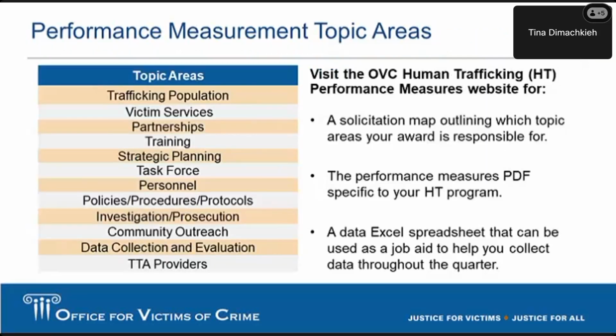Human trafficking grantees have a specific set of performance measures. We call them topic areas, where they provide data back to OVC on specific questions and measures that are asked. These topic areas are what you see on the screen here. We have trafficking population, victim services, partnerships, training, strategic planning, task force, personnel, policies, procedures, protocols, investigations and prosecution, community outreach, data collection and evaluation, and TTA providers.